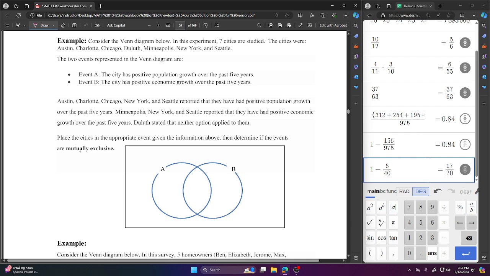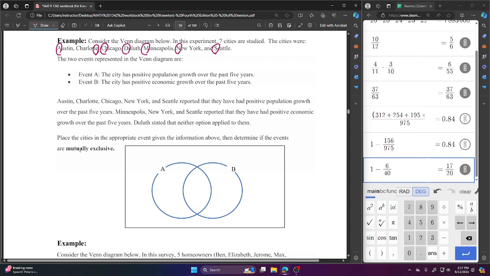Consider the Venn diagram. This is a Venn diagram. Welcome. We got cities: Austin, Charlotte, Chicago, Duluth, Minneapolis. The problem is there's 2 C's, and that kind of throws me off. And they're both CH's. Who's going to get the E? Is it Charlotte or is Chicago going to get an O? Charlotte's an E. Then we got Austin, and we got Chicago. We got Duluth, Minneapolis, New York, Seattle. Are those unique letters?